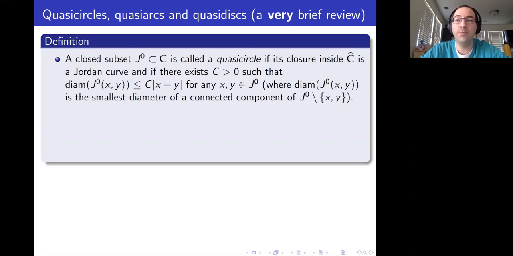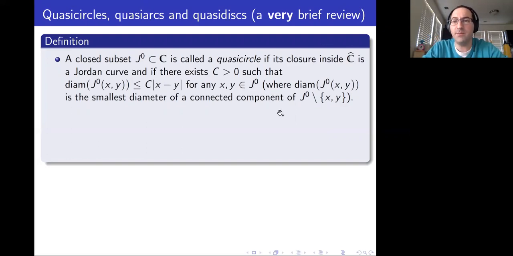If we take any 2 points, we delete them from our curve, and we look at the diameter of the smallest connected component of the curve without these 2 points, it is bounded by the distance between them, in Riemann's sphere, or you can take it in the complex plane, doesn't matter. It has this regularity condition, which the Koch snowflake satisfies, but other sets will not satisfy.